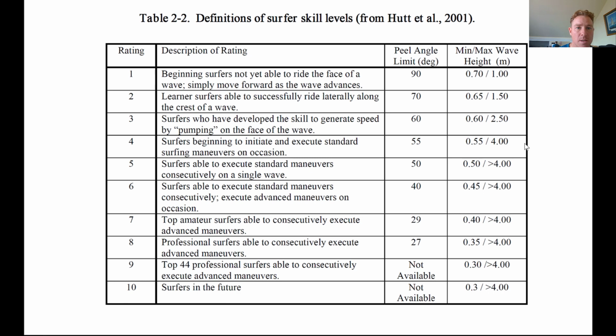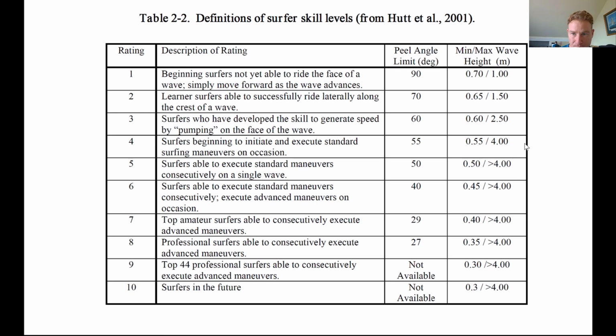So rating 1, beginning surfers not able to ride the face of a wave yet, simply move forward as the wave advances. Well, they relate this to peel angle mostly. So the peel angle is the number one determinant for skill level in their eyes, as well as wave height. So they're looking at peel angle and wave height. They're saying peel angle limit is 90 degrees. So that's basically a wave that doesn't peel. The minimum and maximum wave height in meters, 0.7 to 1.